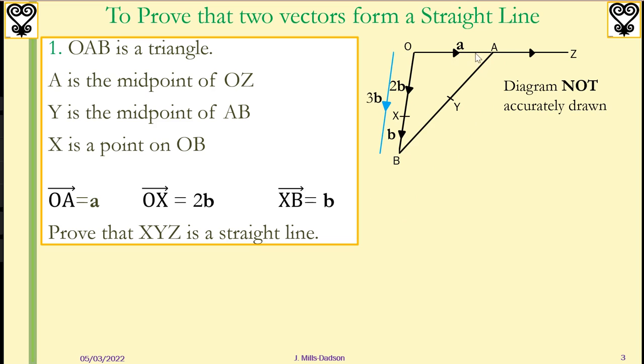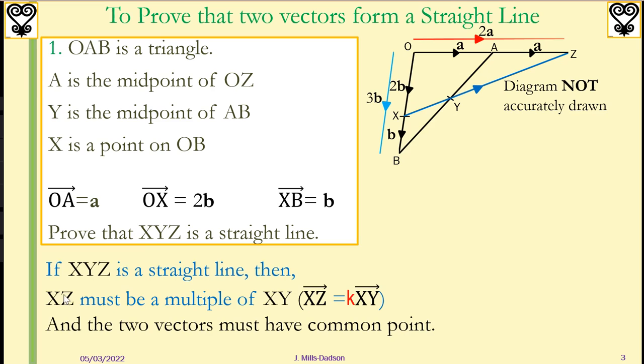And also, if A is the midpoint of OZ, then vector AZ must also be A, so we can have vector OZ as 2A. Now, to prove that XYZ is a straight line, we can prove it by saying that XZ is a multiple of XY. So we quote our notation like this, and also to confirm at the end that the two vectors have a common point.